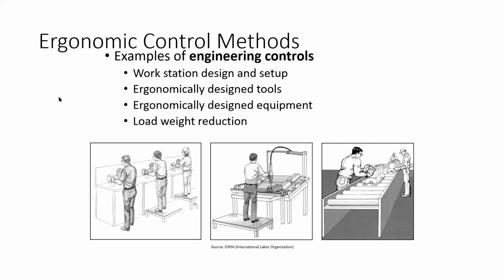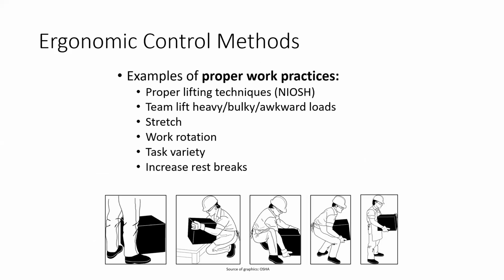Okay. Let's complete ergonomics examples for proper work practices. For proper work practices, you can use proper lifting techniques. It is issued by NIOSH, a technique for how to lift a heavy device or heavy tools or heavy objects. Okay, you can use a team lift for heavy, bulky, or awkward loads. Okay, this is the administrative work. It is administrative work practice controls.